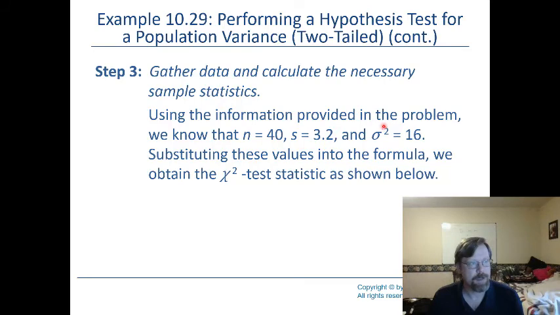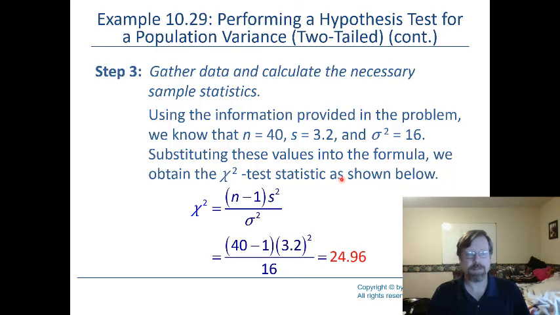We can put those into the formula as such. There's our 40, there's our 3.2, there's our 16. You've got to be careful to note what needs to still be squared, like the standard deviation up here, and what has already been squared, like the variance down here. It's a small detail that could easily trip you up if you're not being careful. So pay attention and note whether you're dealing with a variance or a standard deviation, and that tells you whether or not you need to square that term in this equation. So we get a chi-squared value of 24.96.